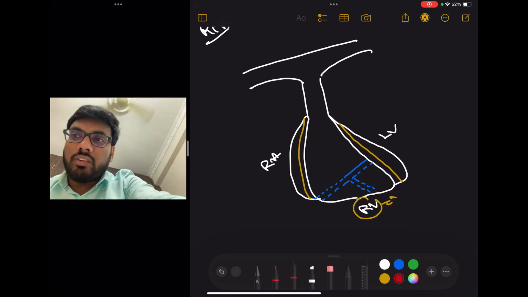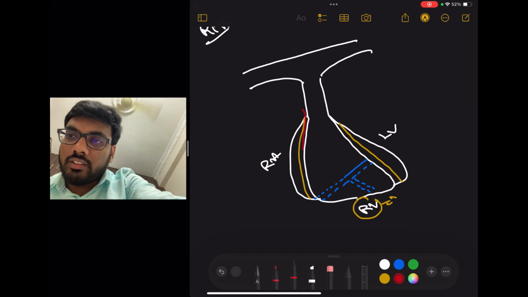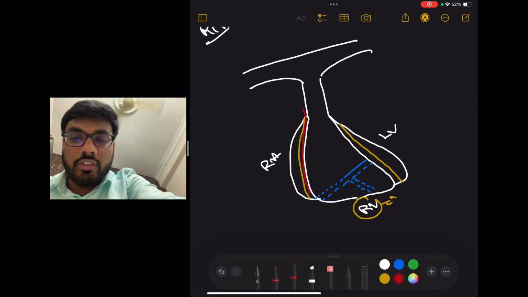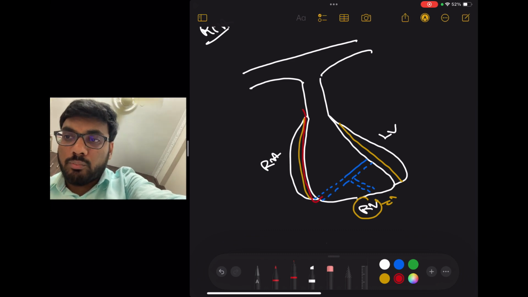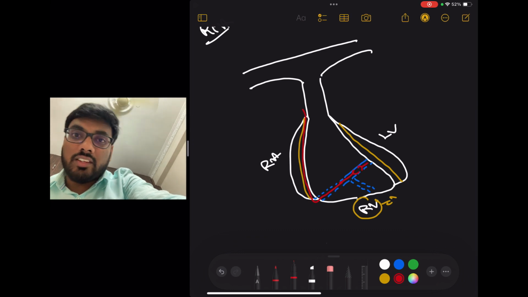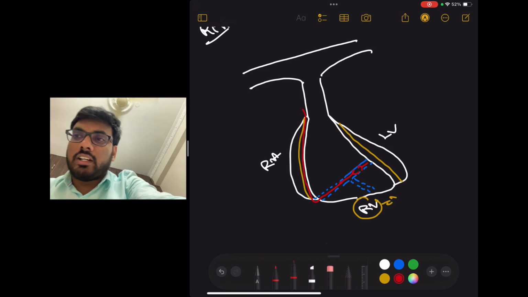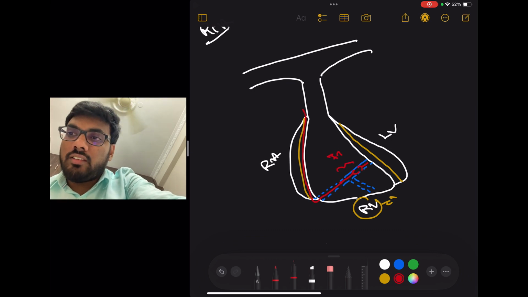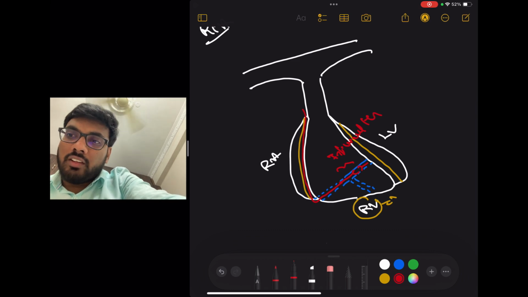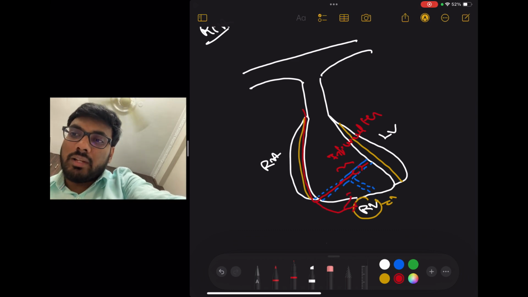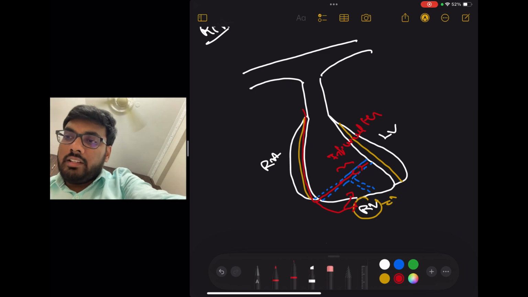RCA, the right coronary artery, is present in the anterior atrioventricular groove like this, and runs downwards in the anterior atrioventricular groove, then winds around the heart, enters the posterior atrioventricular groove, and ends by anastomosis with the LCX. I told LCX also enters into the posterior atrioventricular groove, supplying the inferior wall of the heart. Right, these two structures supply the inferior wall of the heart. Before winding around the heart, it also gives one right marginal branch that supplies the RV. Right, in the posterior interventricular groove, we have one more artery.